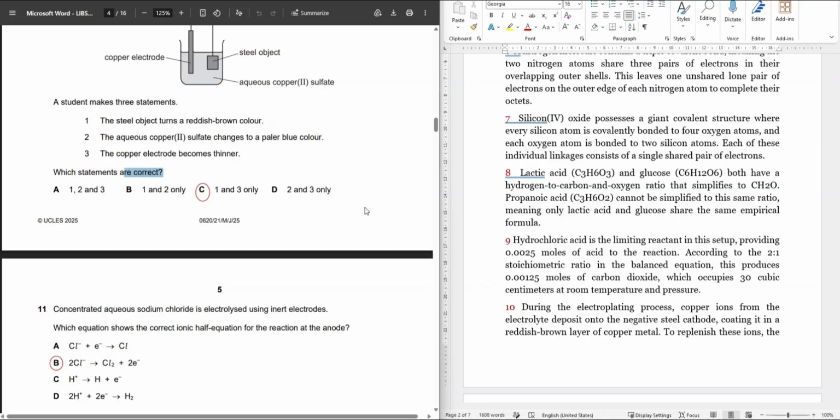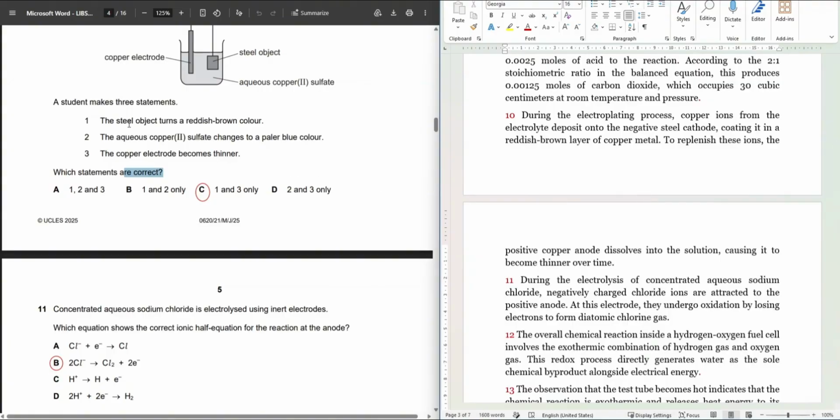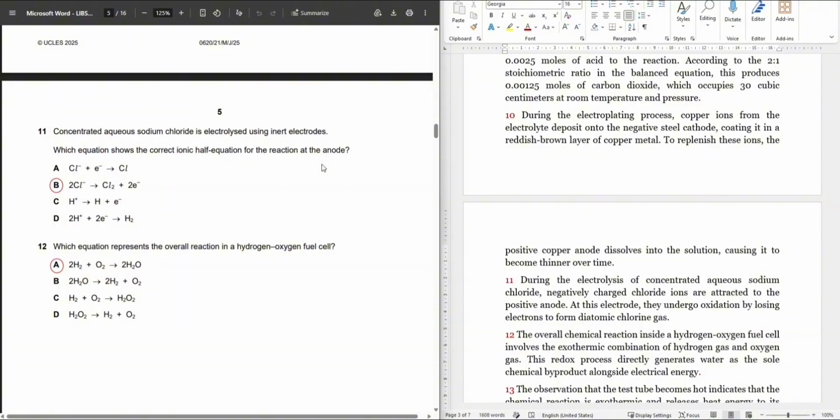What is the logic behind it? During the electroplating process, copper ions from the electrolyte deposit onto the negative steel cathode, coating it in a reddish brown layer of copper metal. To replenish these ions, the positive copper anode dissolves into the solution, causing it to become thinner over time. So number 1 is the steel object turns a reddish brown color, and number 3, the copper electrode becomes thinner, as mentioned in the explanation. Alright, now let's move to our next question, question number 11.